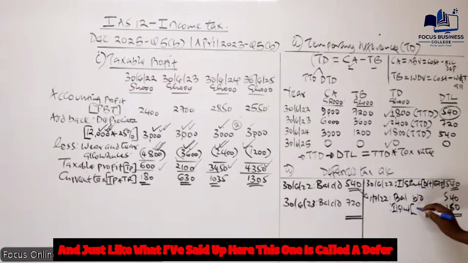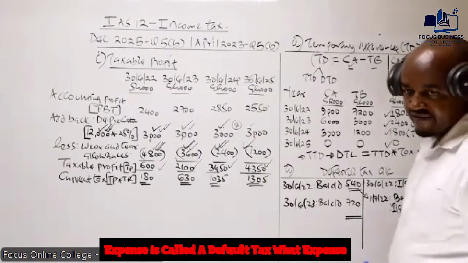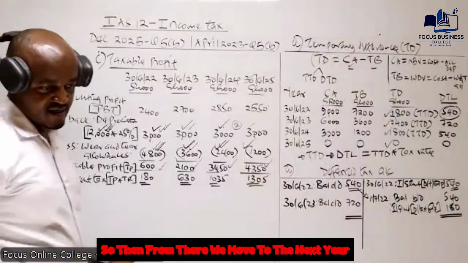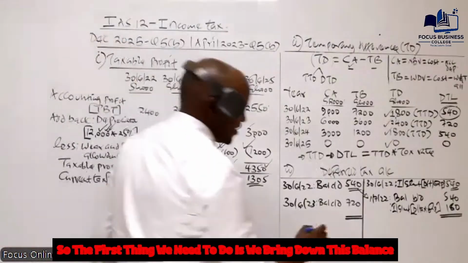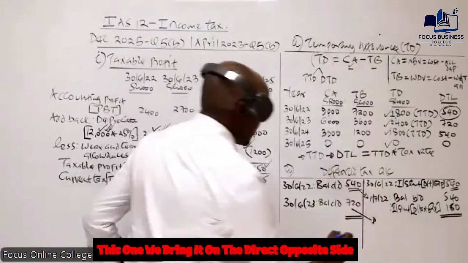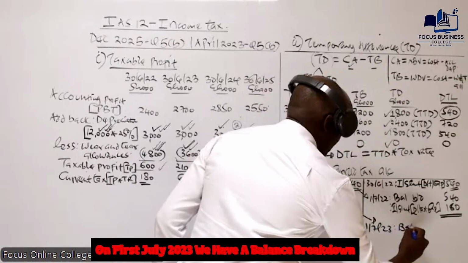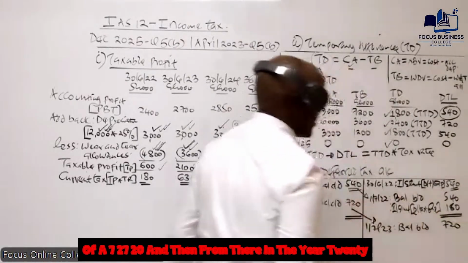This amount here will be taken to the income statement, and just like what I've said up here, this one is called a deferred tax expense. Then from there, we move to the next year, which is the year 2024. The first thing we need to do is bring down this balance on the direct opposite side. On 1st July 2023, we have a balance brought down of 720.